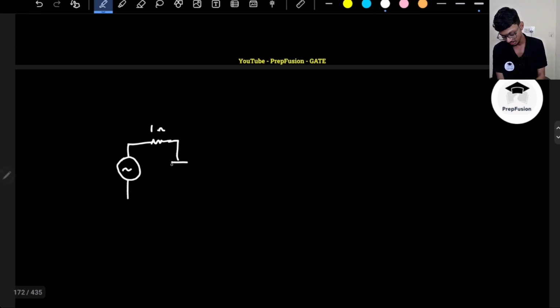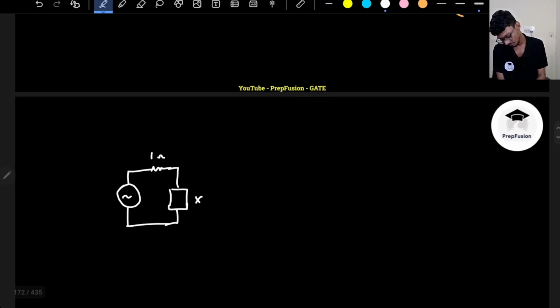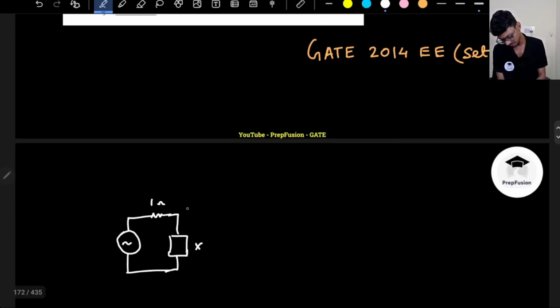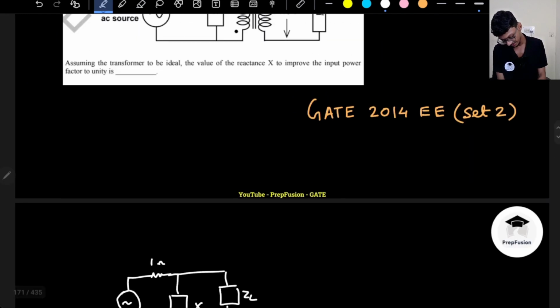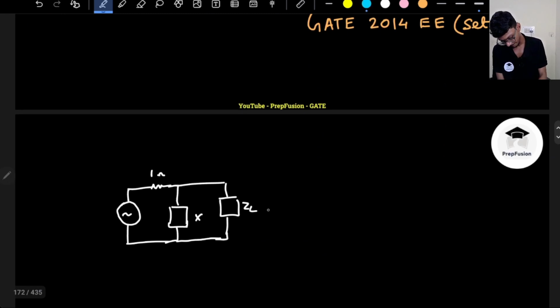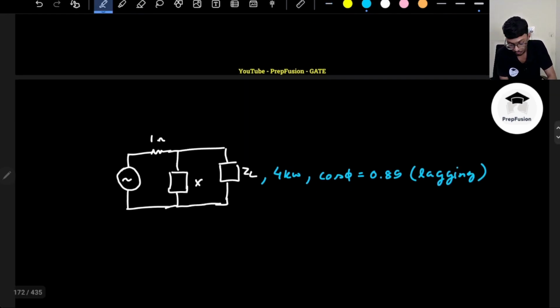Generally it is like a power system question, but here also we can understand. So this is X actually, and here I have this load ZL that takes 4 kilowatt of power at cos phi 0.89 lagging. Okay, so I have to improve this power factor to unity.